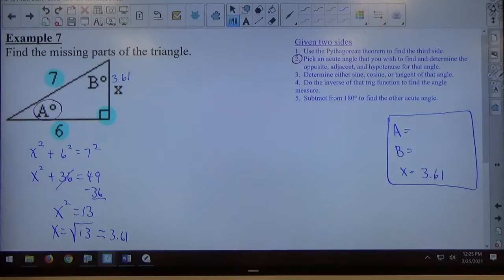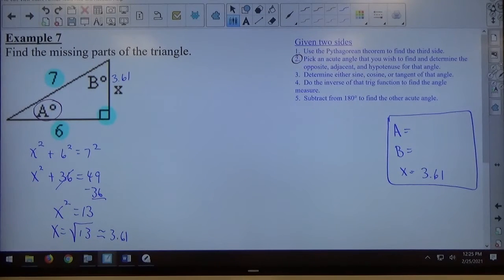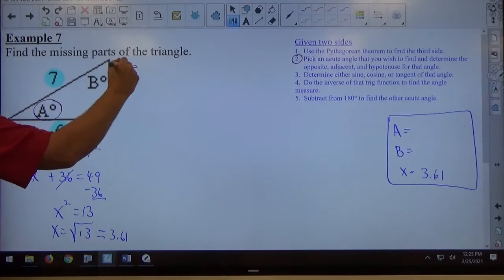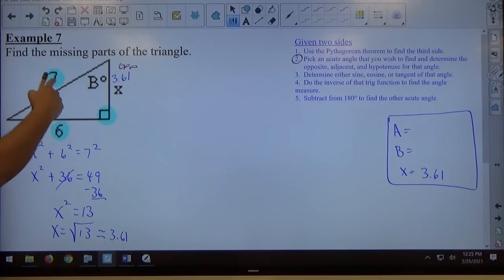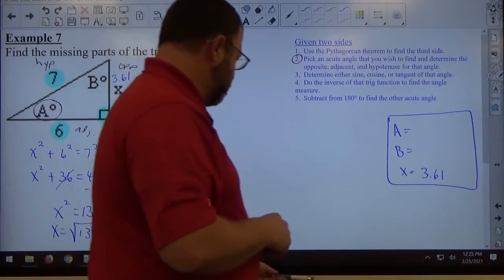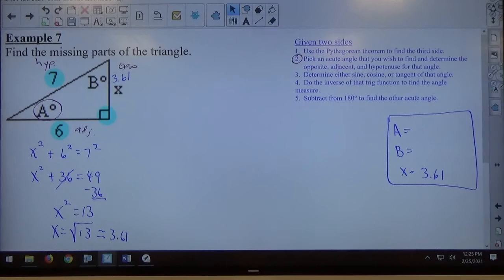So if we, for angle A, pick the acute angle and find the opposite, adjacent, hypotenuse for that angle. So if we're working with angle A in the corner down here, if I go across the triangle, the opposite measure is 3.61. The hypotenuse is opposite the right angle, that's 7. And the adjacent side is the remaining side, like so. That's all step 2 tells you to do. Pick the angle you want to find and identify opposite, adjacent, hypotenuse for that angle you picked.